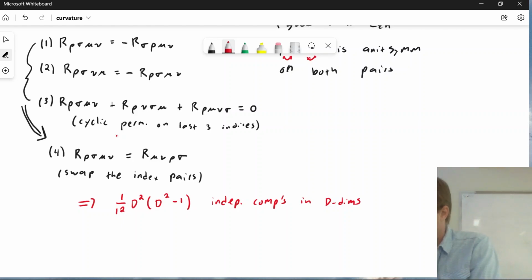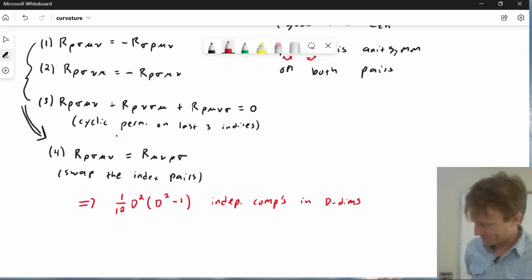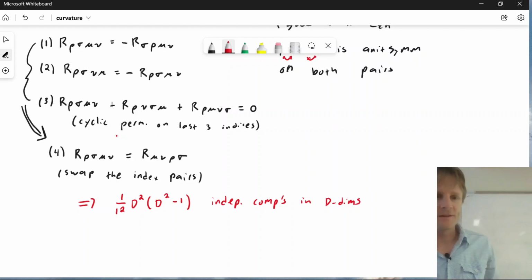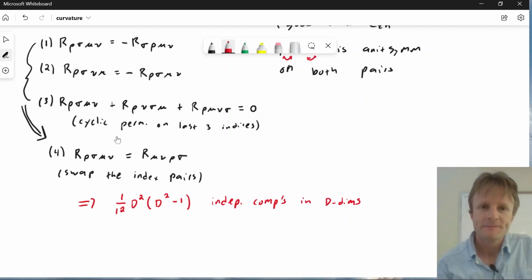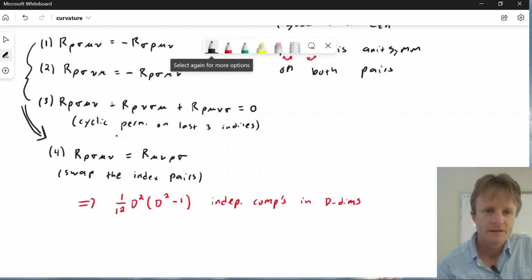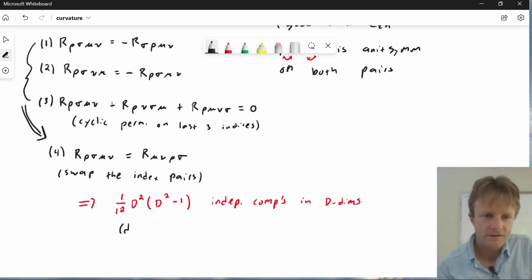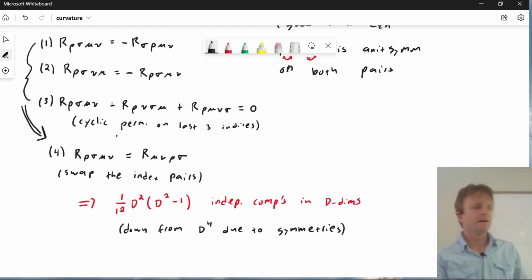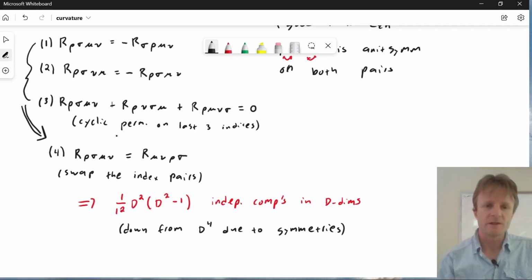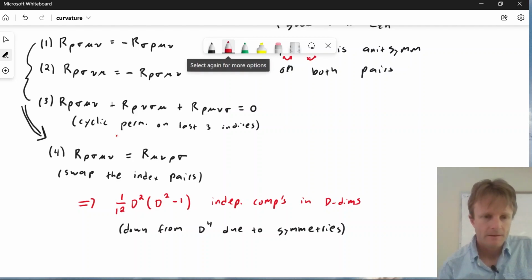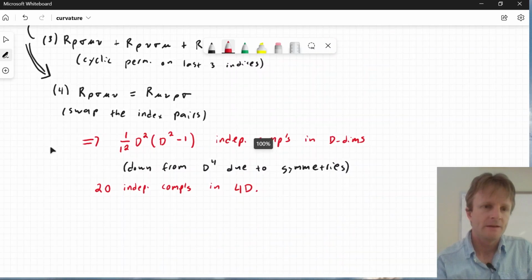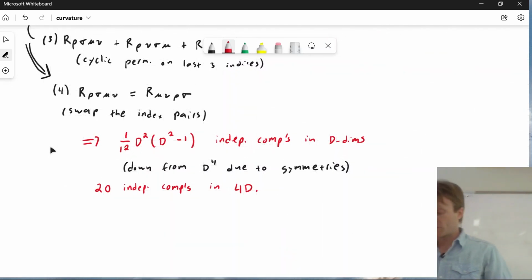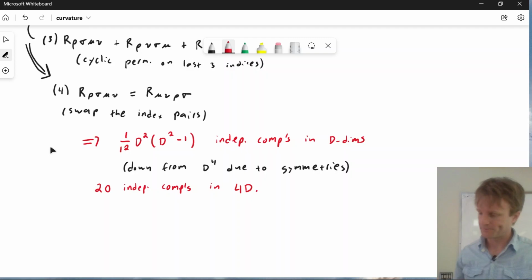And if I remember right, that's going to give you 20 in 4 dimensions. Does that look right? 16 times 15 over 12. Is that 20? Good. Okay, so I do believe Sean writes out a paragraph deriving this, or you can do it yourself if you like combinatorics. And in 4 dimensions, then, there's 20 components. That's how many numbers it takes to specify the curvature of a 4-dimensional space-time.